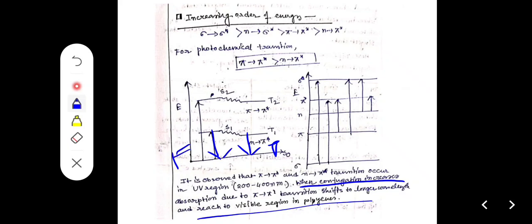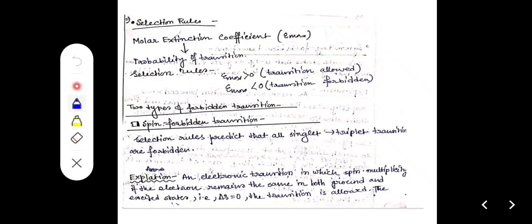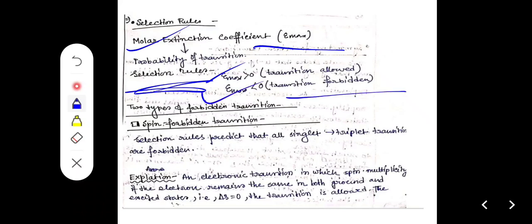Okay. Now the selection rule. First one, the molar extinction coefficient, designated as epsilon max. That gives the probability of transition. If epsilon max is greater than 0, the transition is allowed. When epsilon max is less than 0, the transition is forbidden. In that case, when the transition is forbidden, the intensity is lowered.